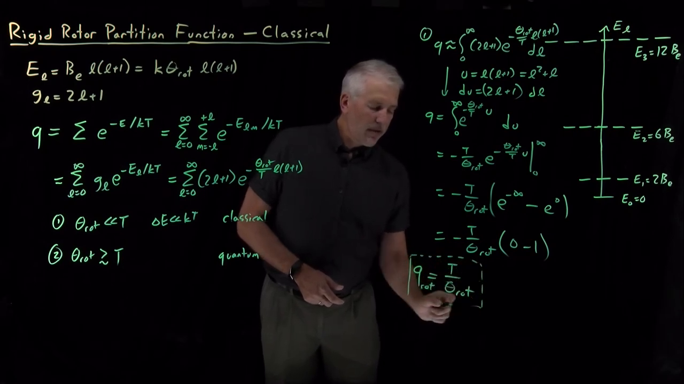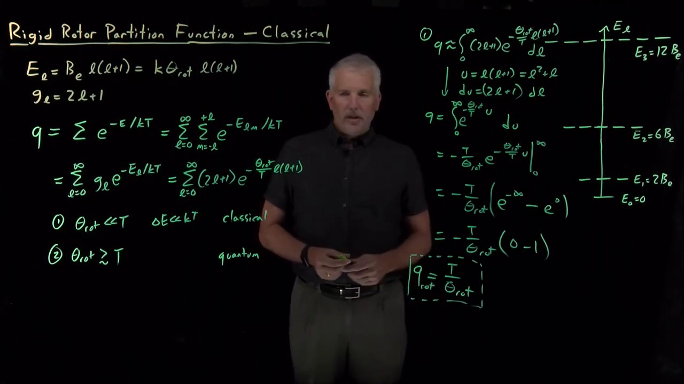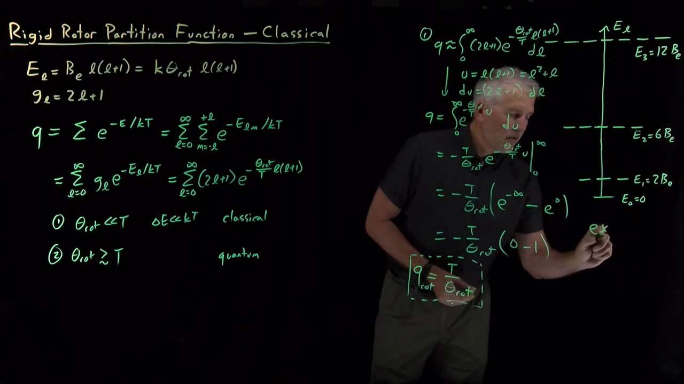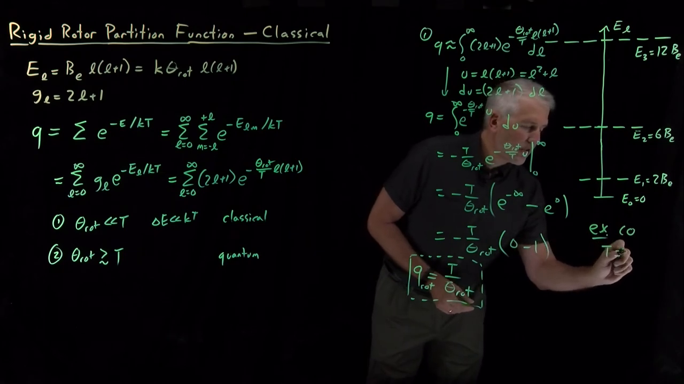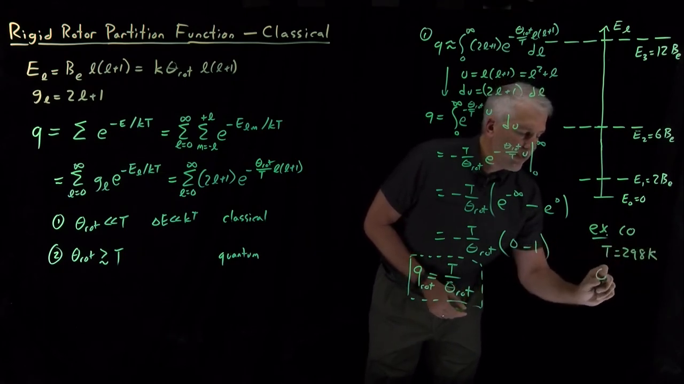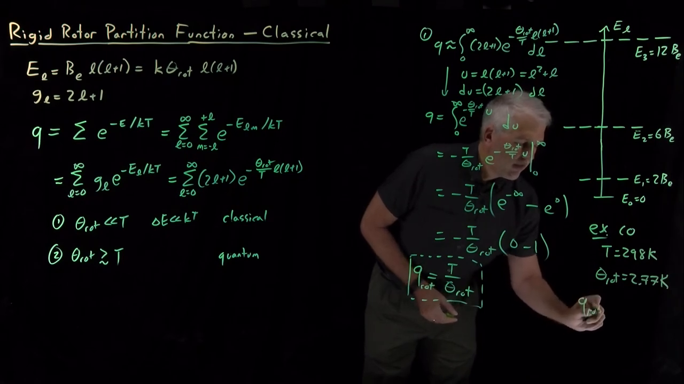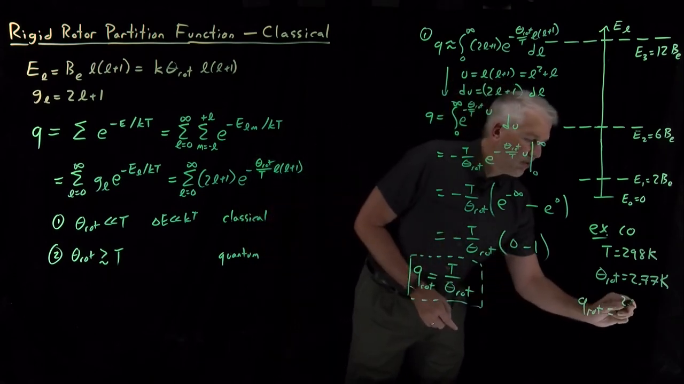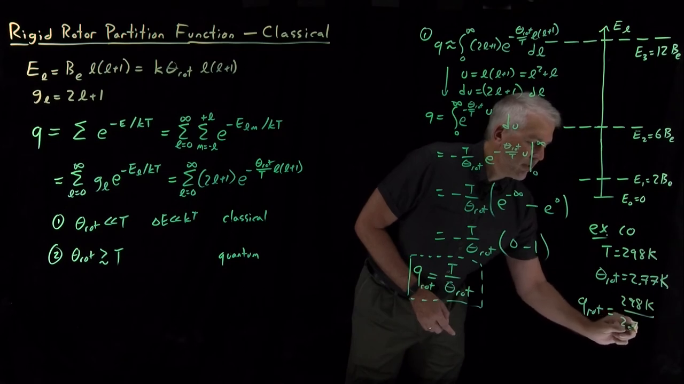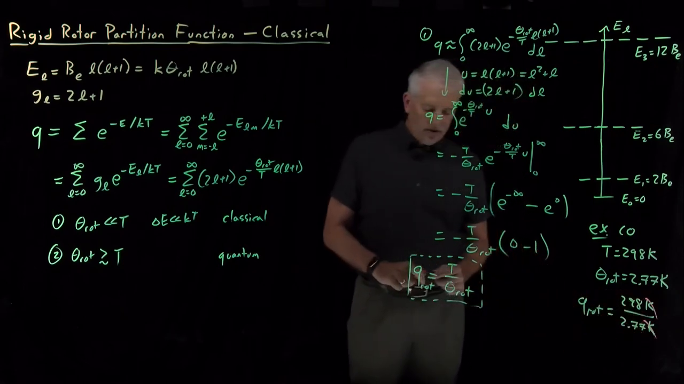Let's make it a dashed box for right now, because I have some caveats to make about that statement. But first, let's say we want to calculate the value of the partition function for a particular molecule. Let's say we want to do what's been our favorite molecule recently, carbon monoxide. If we want to know the value of the rotational partition function at, let's say, 298 Kelvin, if the rotational temperature of that molecule is 2.77 Kelvin, which it is, then it's a fairly simple calculation: temperature divided by theta, 298 Kelvin divided by 2.77 Kelvin. Notice, first thing, that the units cancel. Kelvin cancels Kelvin, and our answer is going to be unitless.